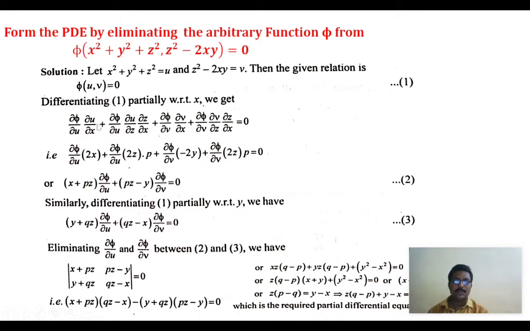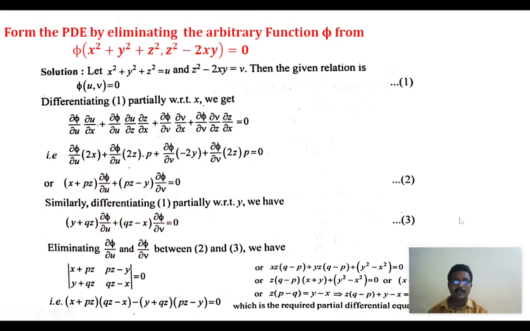Just substituting the partial derivative values, that is dou u by dou x is 2x, dou u by dou z is 2z, and dou z by dou x is p. Our partial differentiation denotation, dou z by dou x is p. Dou v by dou x, differentiating v partially with respect to x, keeping y as constant, so we will have minus 2y. Similarly, dou v by dou z is 2z, and dou z by dou x value is p, which is equated to 0.